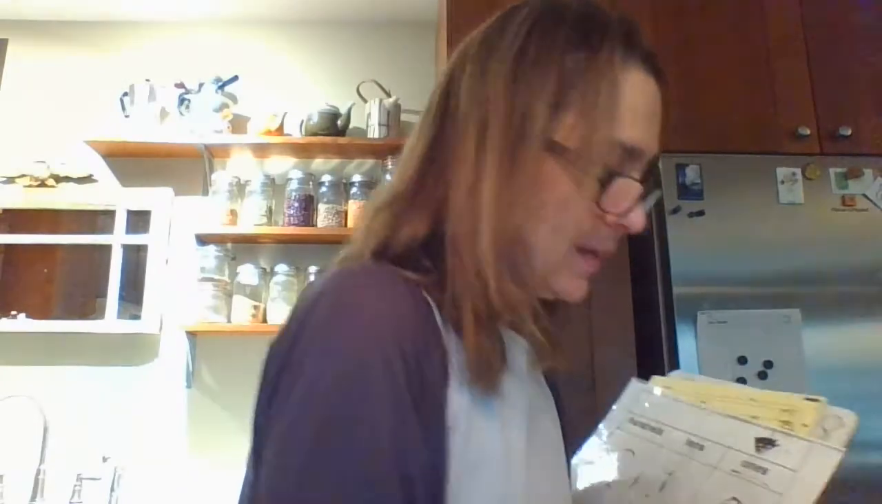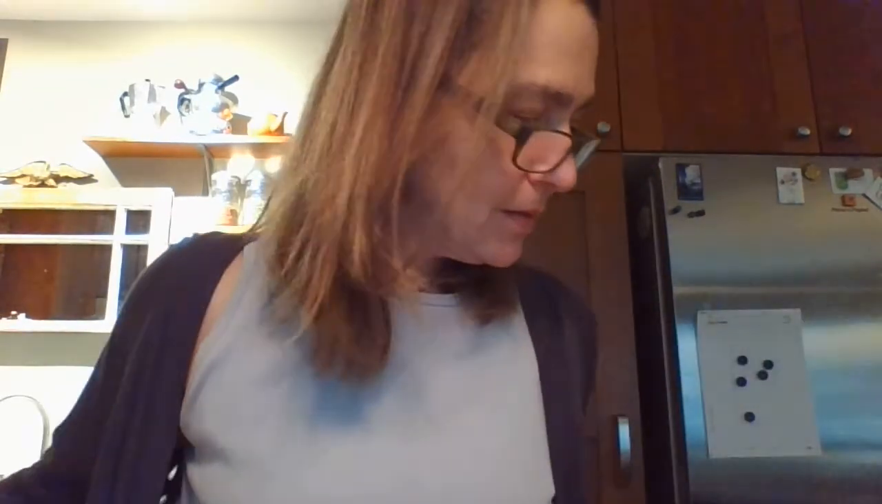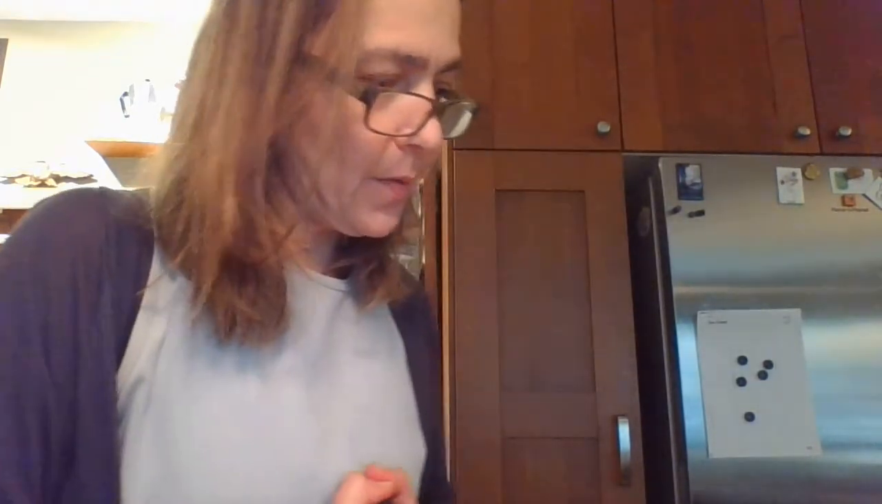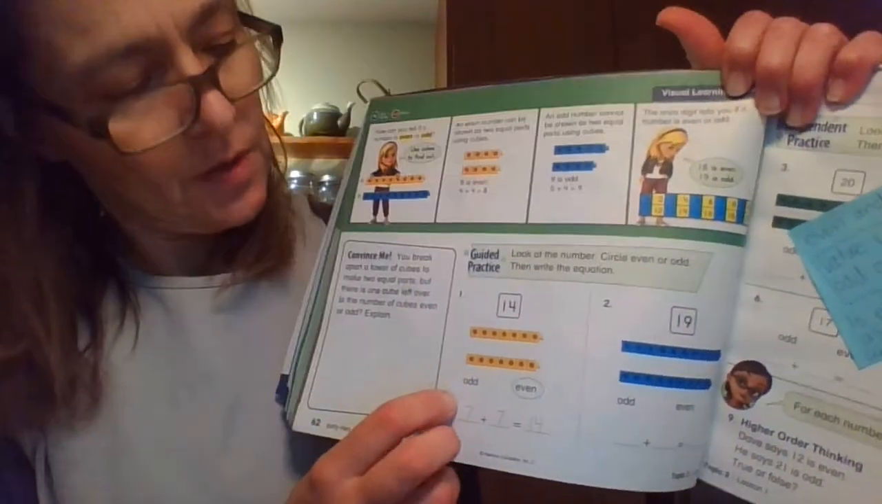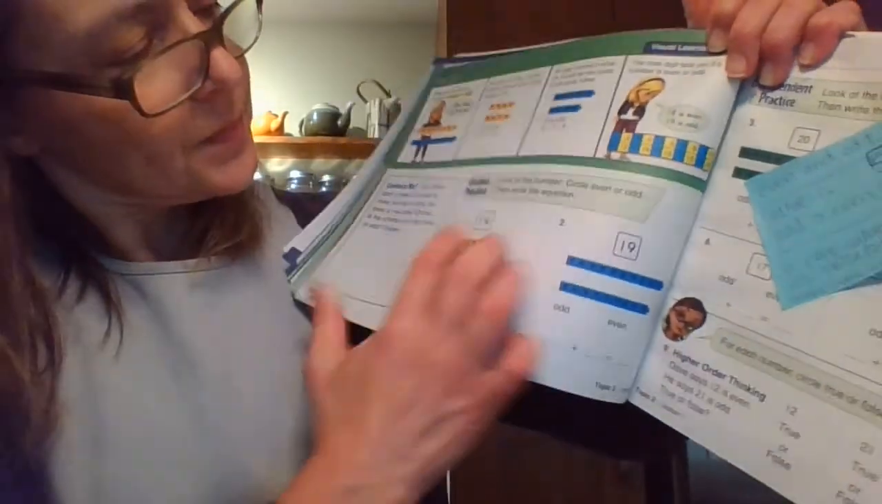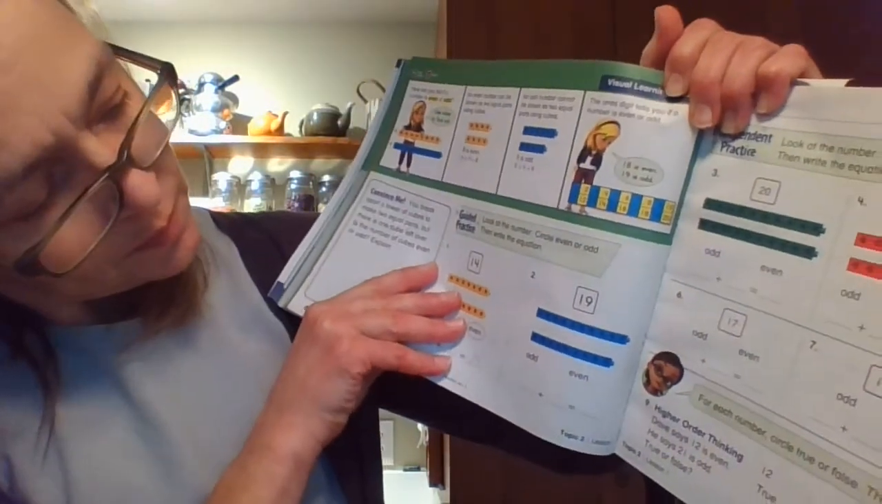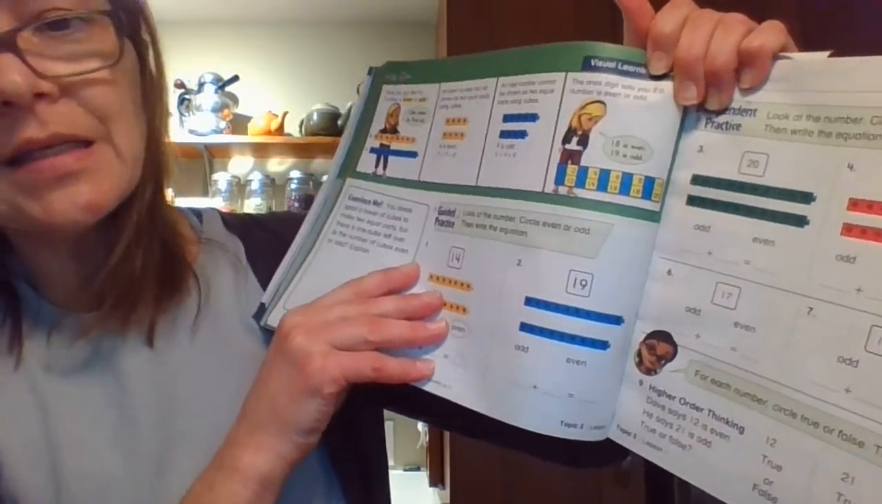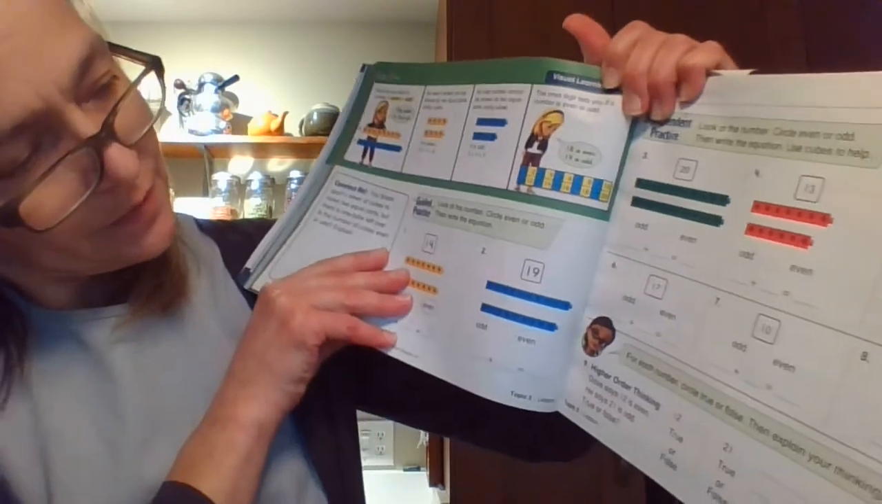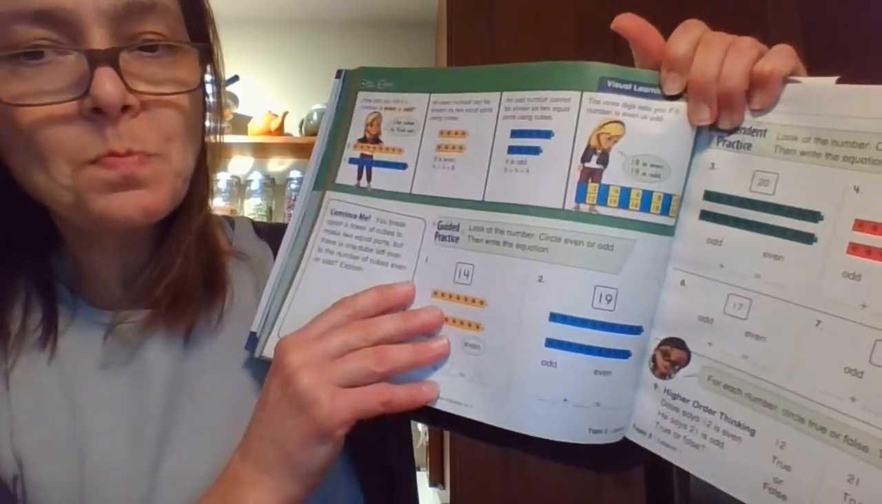So go ahead and do the guided practice. And they're asking you, is 14 an even or odd number? Look at the number, circle even or odd, then write the equation. And they do it for you here. Okay, step 2, it's more on your own. Problem 2, it's more on your own. Is 19 an even or odd number?